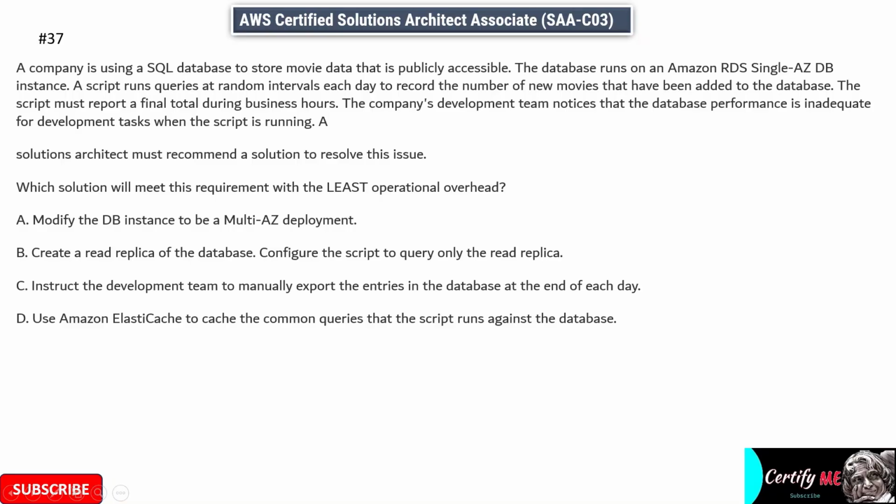A solutions architect must recommend a solution to resolve this issue. Which solution will meet this requirement with the least operational overhead? Option A: modify the DB instance to be a multi-AZ deployment. Option B: create a read replica of the database. Configure the script to query only the read replica. Option C: instruct the development team to manually export the entries in the database at the end of each day. Option D: use Amazon ElastiCache to cache the common queries that the script runs against the database.